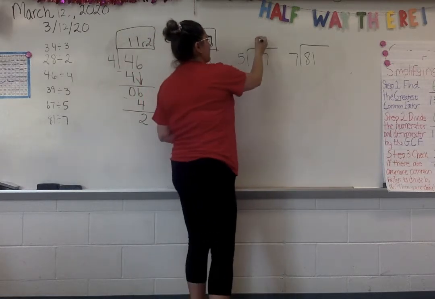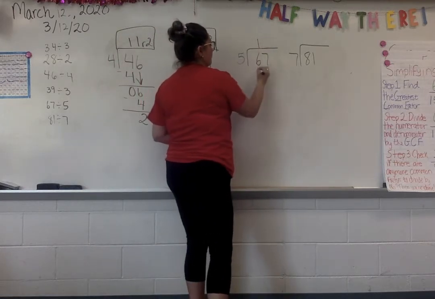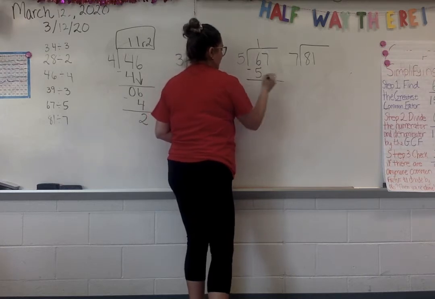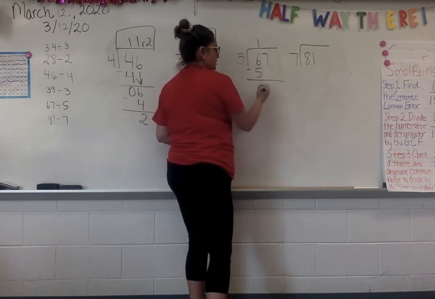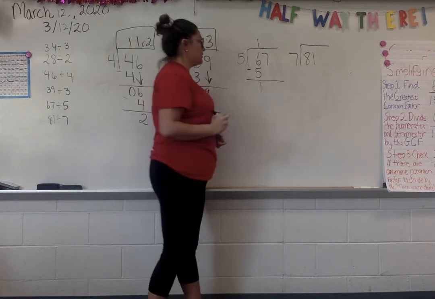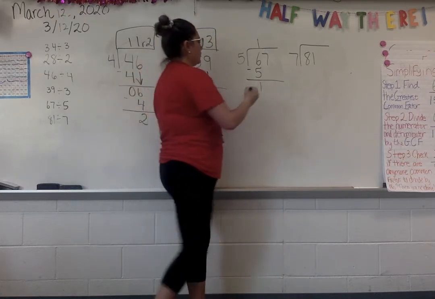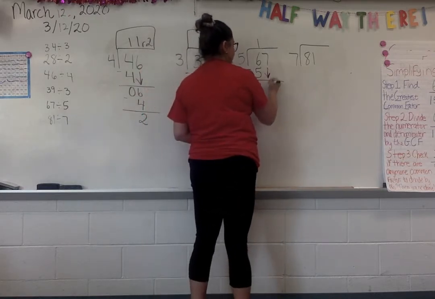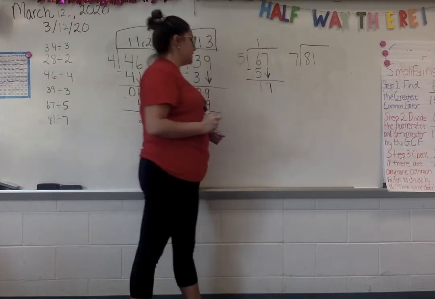So we're going to put 1 here to give us 1 times 5, which would be 5, and we're going to subtract 6 minus 5 to give us 1. Then we're going to bring down our 7 to get 17.